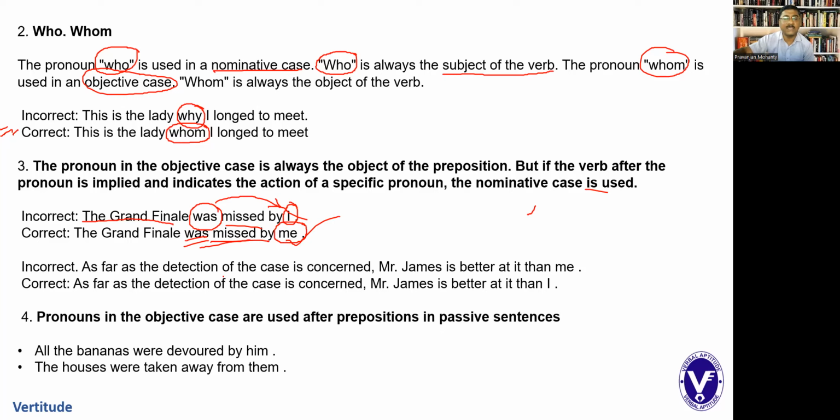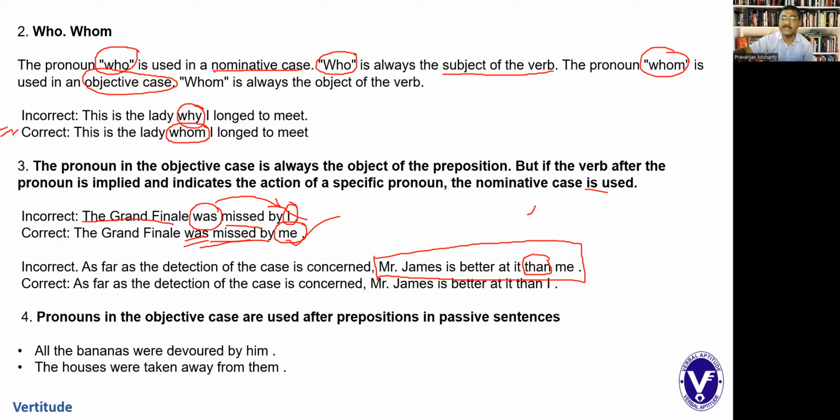That's an easier way of remembering. As far as the detection of the case is concerned, Mr. James is better at it than me. So now look at this particular sentence. This is important and you need to understand this one. Guys, all of you, please listen carefully. Mr. James is better at it than me. Now here we are using than.